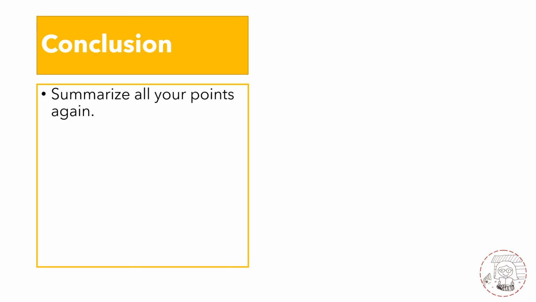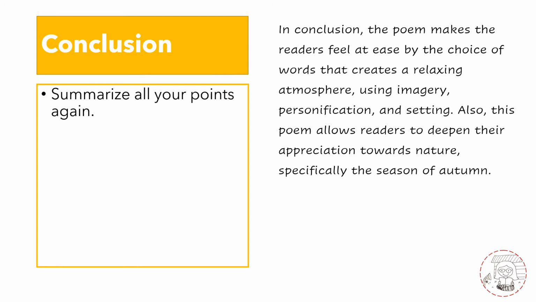The conclusion can be very simple, just one sentence, and basically a conclusion is just to summarize all your points again. Here's what I've written for my conclusion. In conclusion, the poem makes the readers feel at ease by the choice of words that creates a relaxing atmosphere using imagery, personification, and setting. Also, this poem allows readers to deepen their appreciation towards nature, specifically the season of autumn.